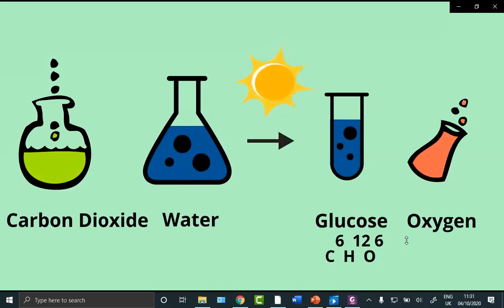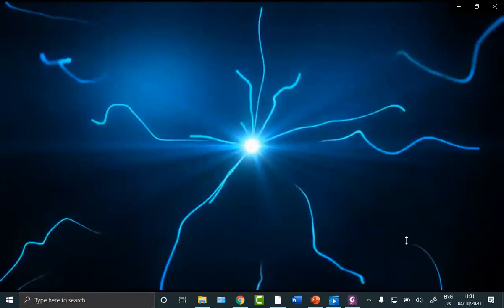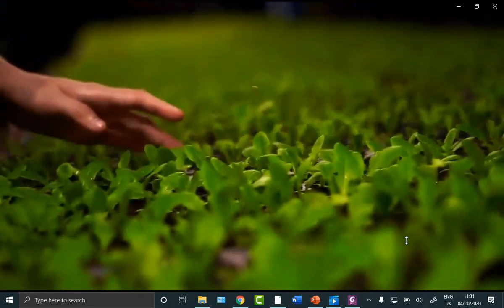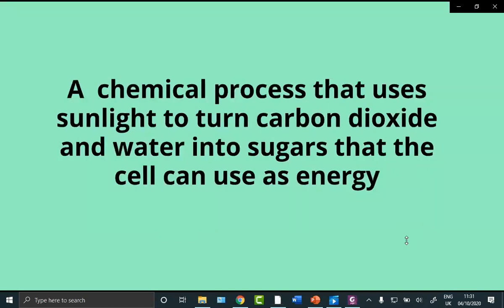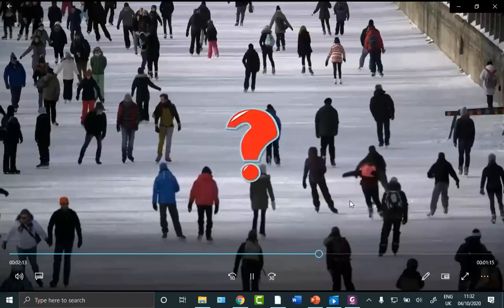Sugar created in the chemical reaction, called photosynthesis, is used by the plant to create energy. You could define photosynthesis as the process by which plants and other items make food. It is a chemical process that uses sunlight to turn carbon dioxide and water into sugars that the cell can use as energy. Now, why is cellular respiration important?